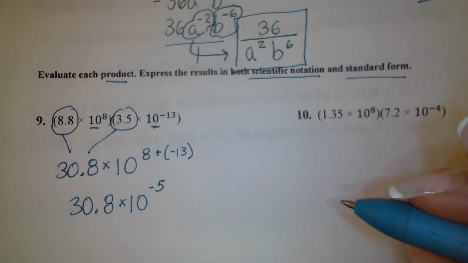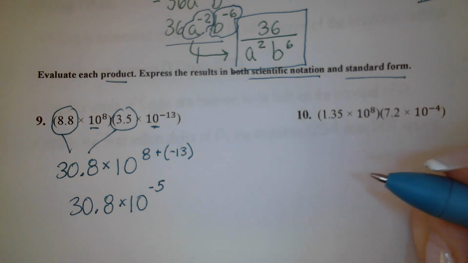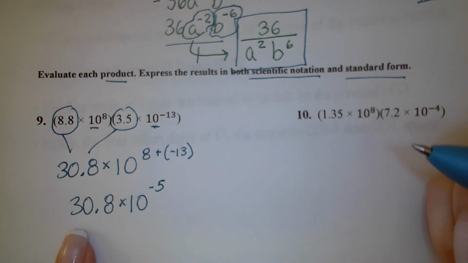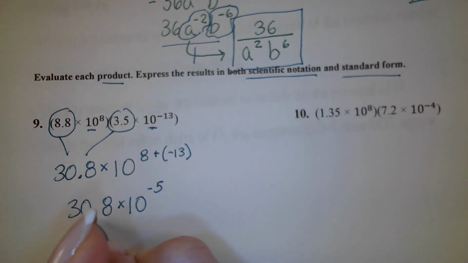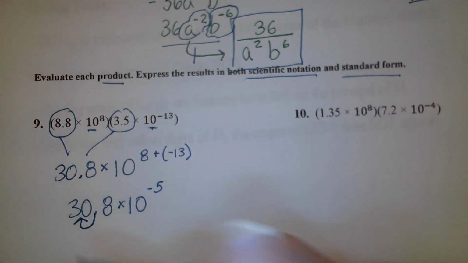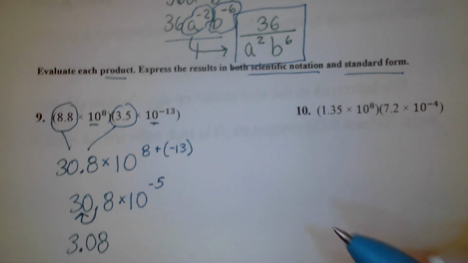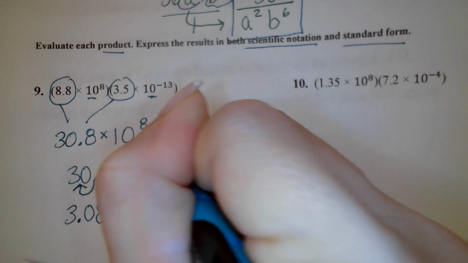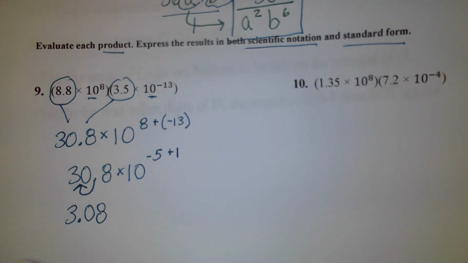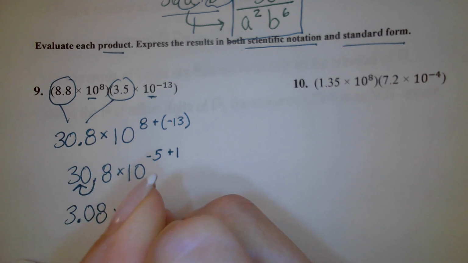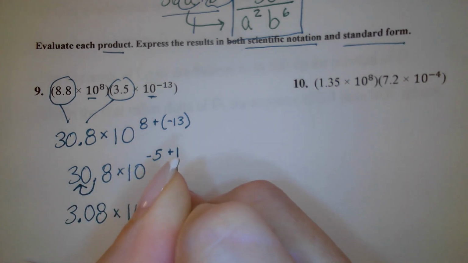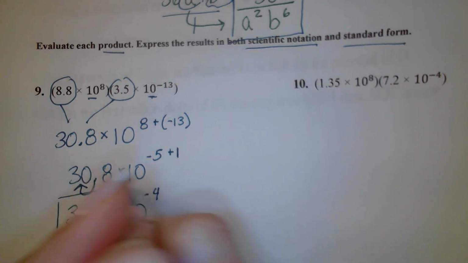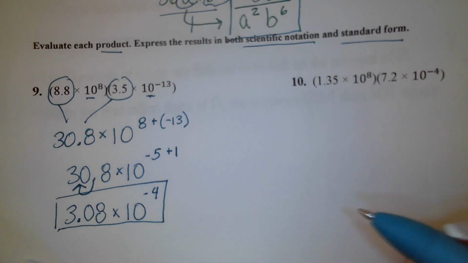Now, you might be thinking, hey, we're done. But we're not because we aren't in scientific notation yet. We've learned we need only one digit in front of the decimal. So we're going to move the decimal one more place. So we're now in the proper form, but when we do that, we have to add 1 to our exponent. Since it's -5, that plus 1 becomes 10 to the -4th. Now that's how we would leave the scientific notation.